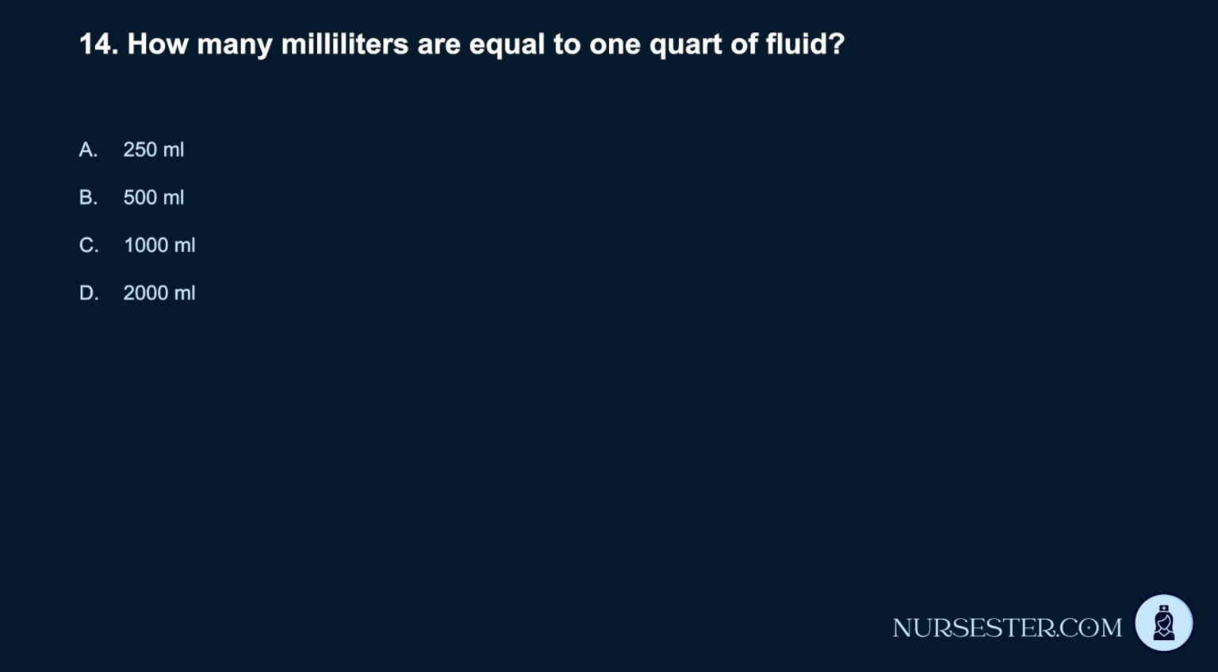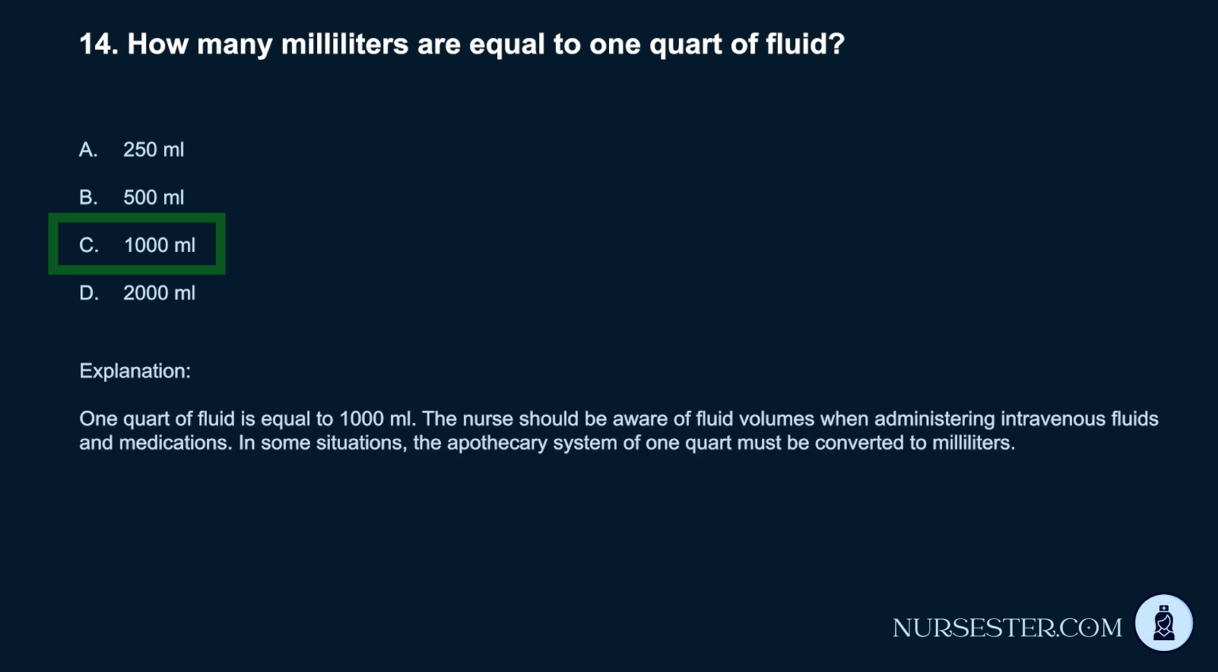A. 250 milliliters. B. 500 milliliters. C. 1000 milliliters. D. 2000 milliliters. Correct answer: C. 1000 milliliters. 1 quart of fluid is equal to 1000 milliliters. The nurse should be aware of fluid volumes when administering intravenous fluids and medications.